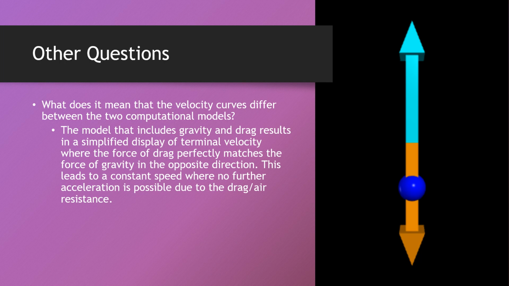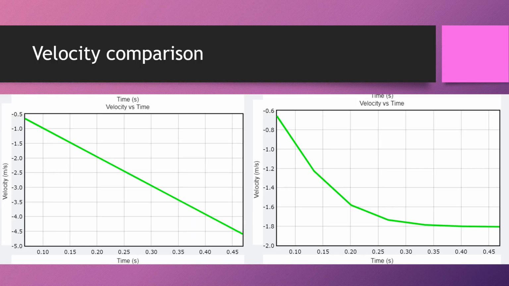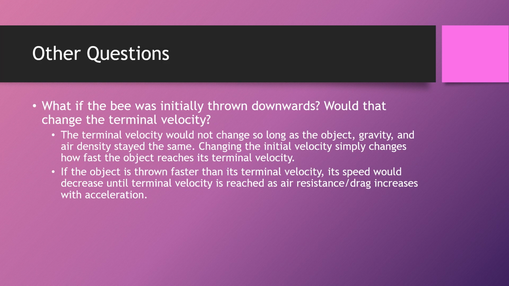In this visual from my model, you can see that the orange gravity vector is roughly the same size and length as the blue drag vector, but points in the exact opposite direction. This is a good simplified image of how terminal velocity occurs. As you can see, there is a point where velocity becomes constant on graph 2, whereas graph 1 constantly increases in the negative direction. What if the B was initially thrown downwards?